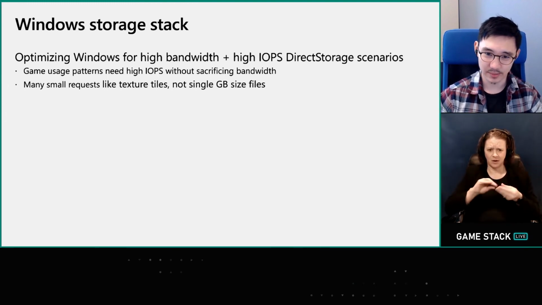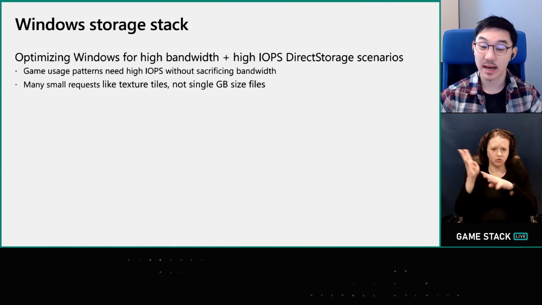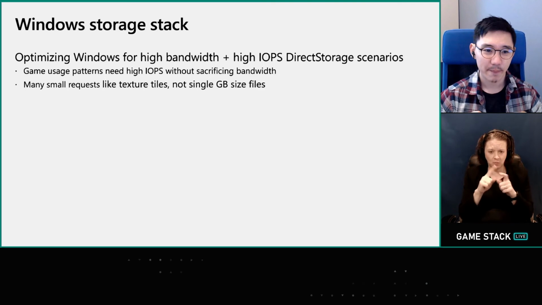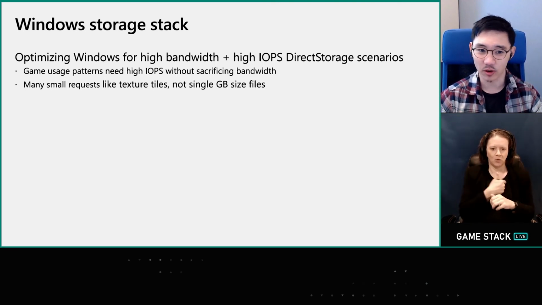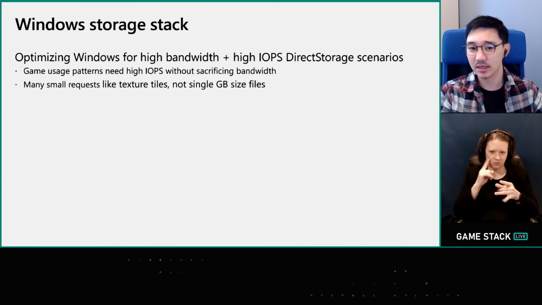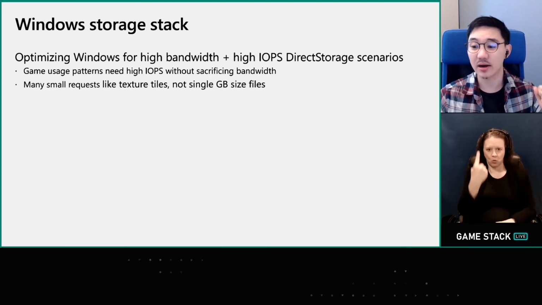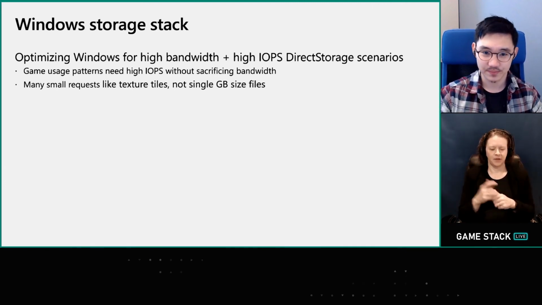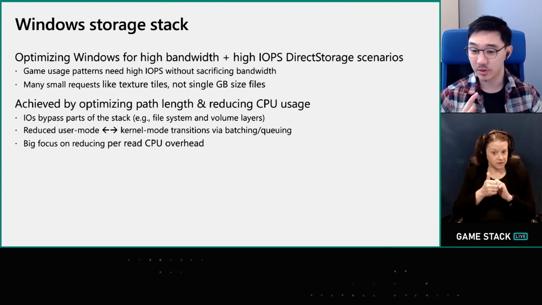And so you can imagine your game, you have texture streaming, you have tiles. Those tiles are small, but you want to have a lot of them loaded in at once. We have to essentially make the system efficient for many, many, many small requests. We're not just optimizing for a single, many gigabyte size file. There are details around why. And so we're achieving this by optimizing path length and reducing CPU usage.